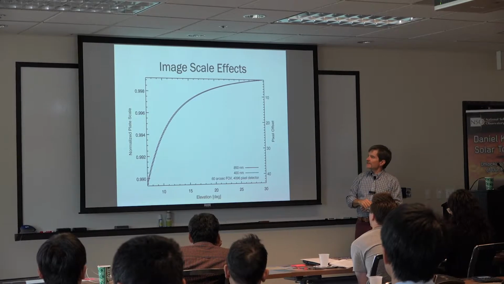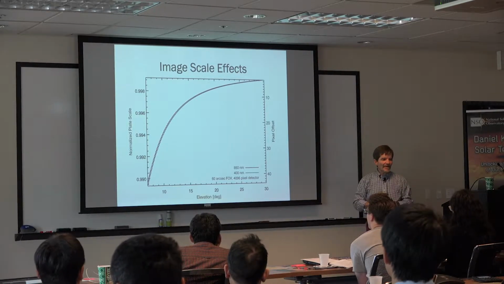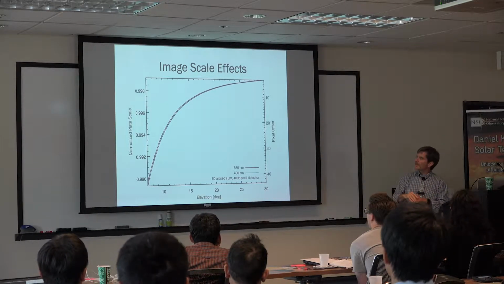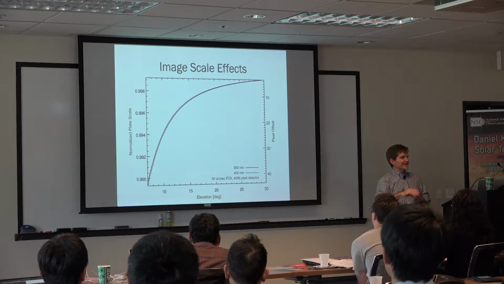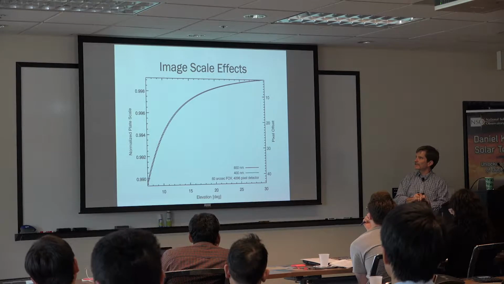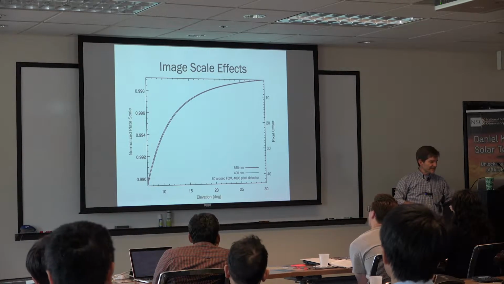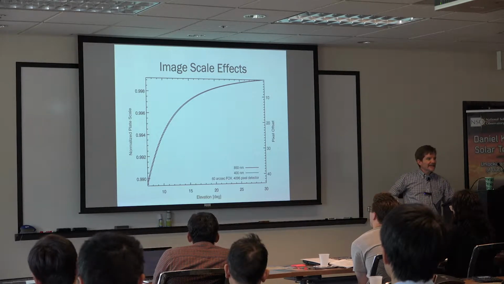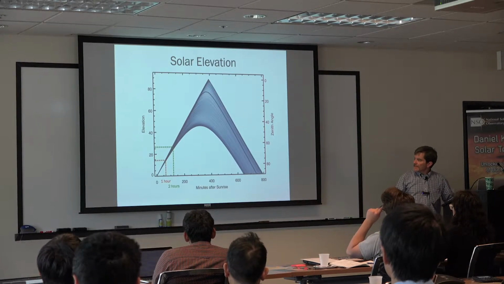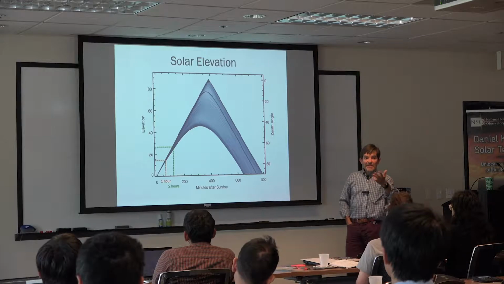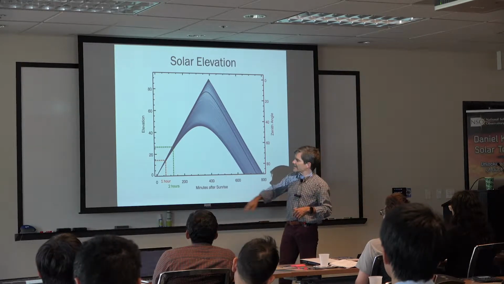So it's a small effect and probably won't affect interpreting the observations too much, but it would be interesting to see if we can see this compression of the images with these 4K detectors and look at the image scale effects. So I said 15 degrees was a typical height where we might want to start observing the sun.